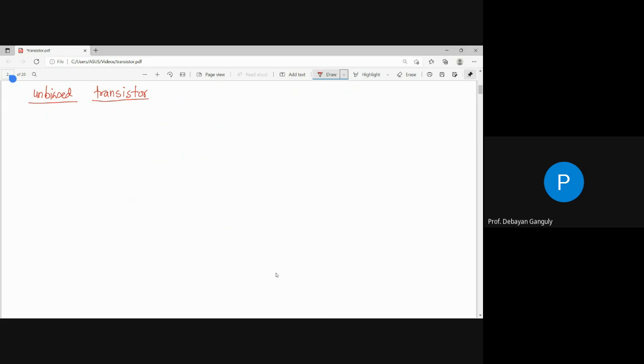So I am saying that we are basically using an NPN transistor. So what is NPN? Already we know that this is the N side, in the middle of this there is a P side, and this is the other N side. Generally, the width of the P side is less compared to the N side.